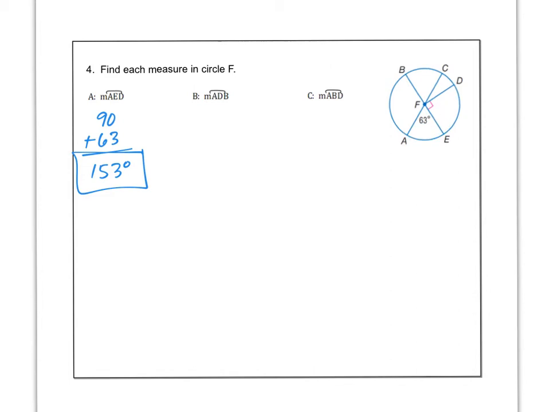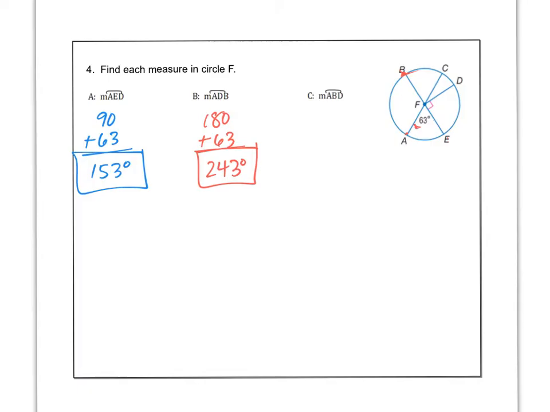Let's try to do ADB. So arc ADB, we have to start at A. We have to go through D next. So we're going to go this direction and then end at B. So there's many ways to do this one, but what I did is I thought, okay, this part right here is a semicircle. That's 180. And this part right here is 63. So I did 180 plus 63 to get my answer for this one. Turned out to be 243 degrees. Like I said, there are other ways to do that one. I just found that that was a pretty quick way because this cut the circle in half. So I knew this side was 180. I knew this side was 63.